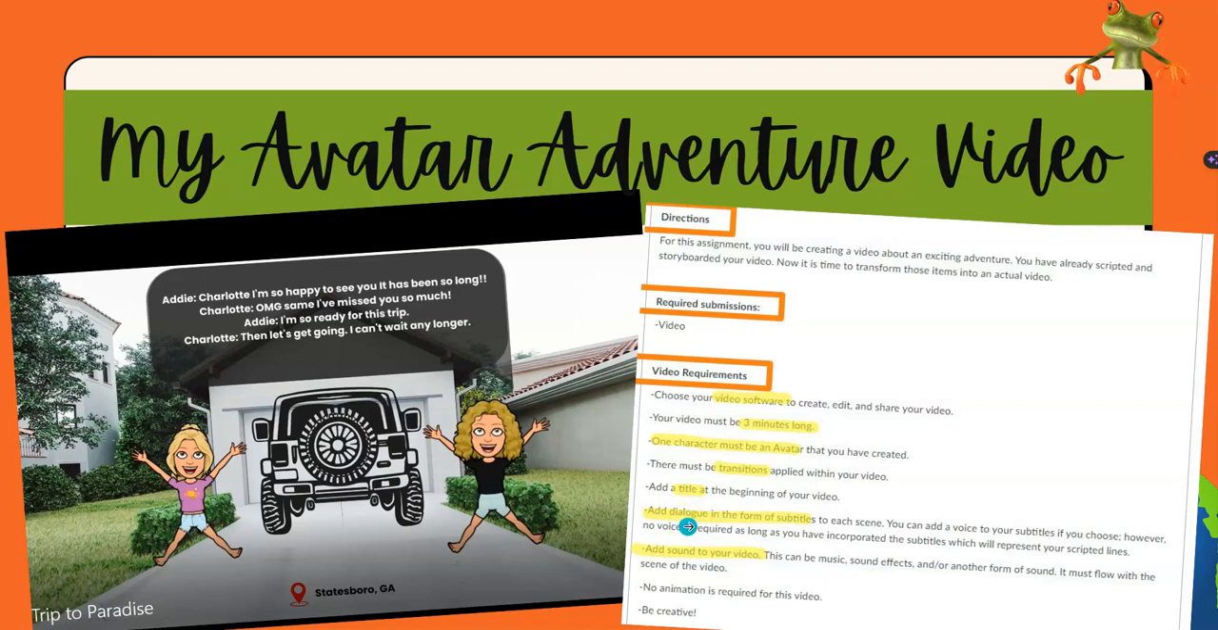Add dialogue. So there needs to be conversation in the form of subtitles on each screen. So notice the conversation up here at the top in this screenshot of each scene. You can add a voice to your subtitles if you choose. However, no voice is required for this assignment as long as you've incorporated subtitles, which represent your scripted lines. So your scripted lines are going to be the subtitles that I should see throughout your video.